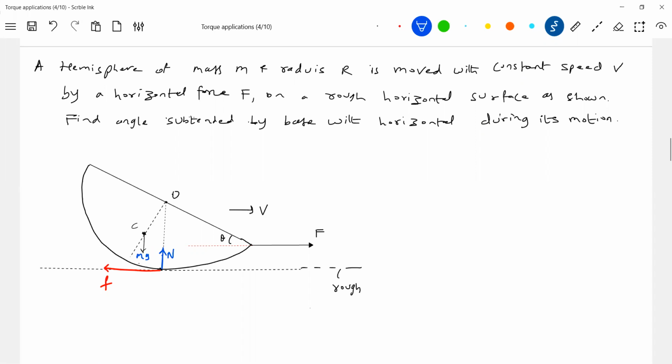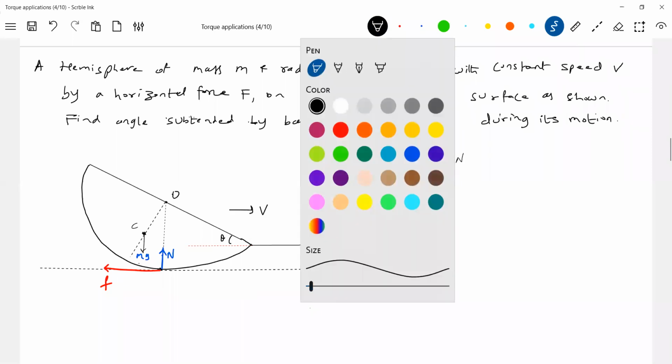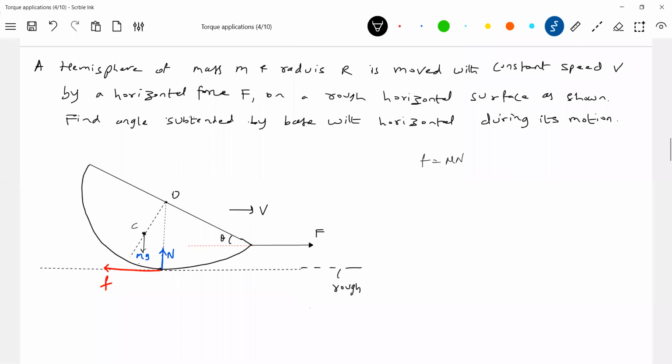Find the angle subtended by the base with the horizontal. So what is the basic equation? f should be equal to mu N. It's sliding friction which is acting. So f equal to mu N. Then the applied force should be equal to the frictional force, no? Net force on the system along the x-axis must be 0.